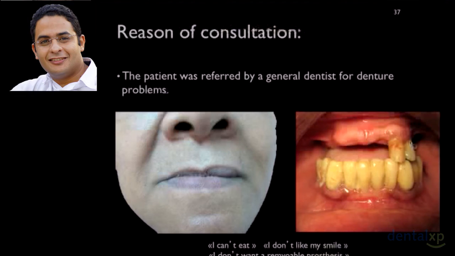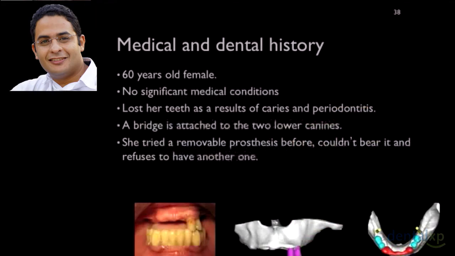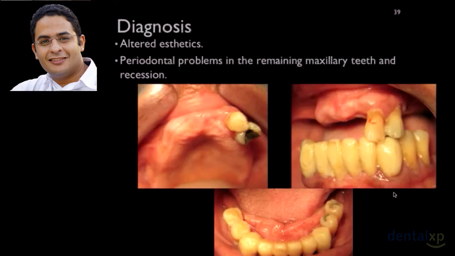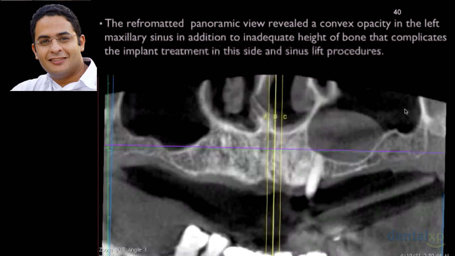She has two remaining teeth in the maxilla and a lower full arch with periodontal problems and a bridge. So, by taking the medical and dental history, this was a 60-year-old female, no significant medical condition. She lost all her teeth as a result of caries and periodontitis, and we have here a bridge attached to the lower canines. She tried removable prosthesis before, but couldn't bear it and refused to have another one. So, from the diagnosis, we conclude that we have altered aesthetics, periodontal problems in the remaining maxillary teeth, and recessions.